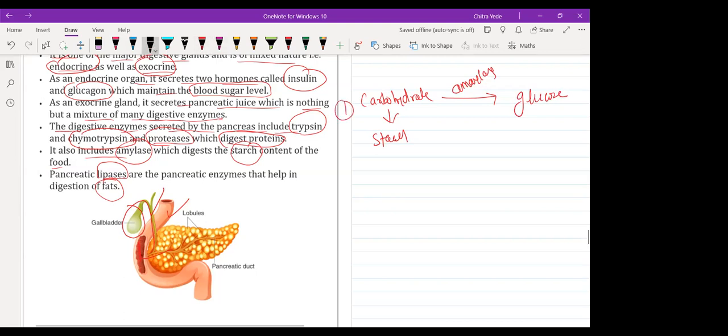Sir, amylase is the salivary enzyme, right, sir? Yes. It is also secreted by the pancreas, bile juice, and gastric gland also, beta. Okay, sir.